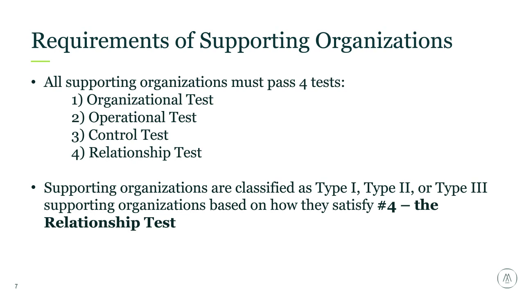And with that, that brings us to our first poll question. And again, make sure you respond to these poll questions just to ensure you get credit for CPE. But the poll question says, supporting organizations are classified as Type 1, Type 2, Type 3, functionally integrated and non-functionally integrated, based off how they passed what test? The organizational test, the operational test, the control test, or the relationship test.